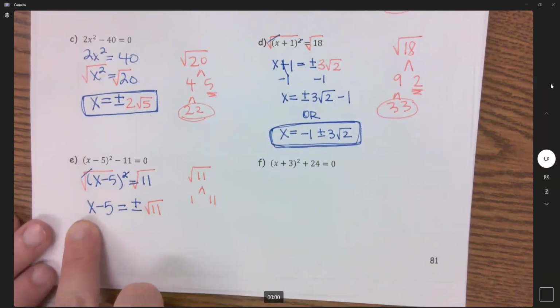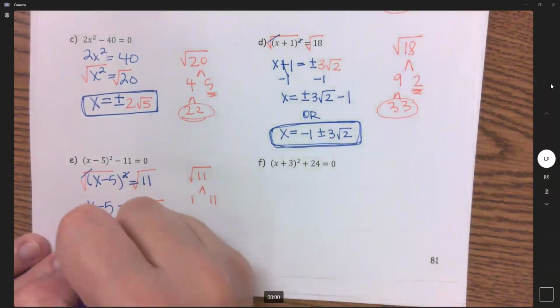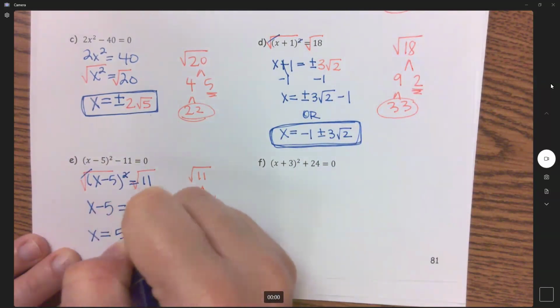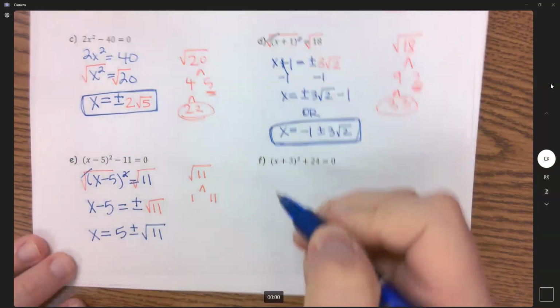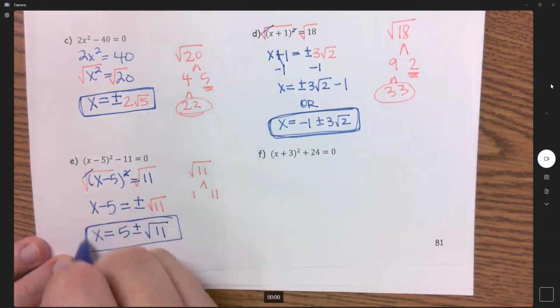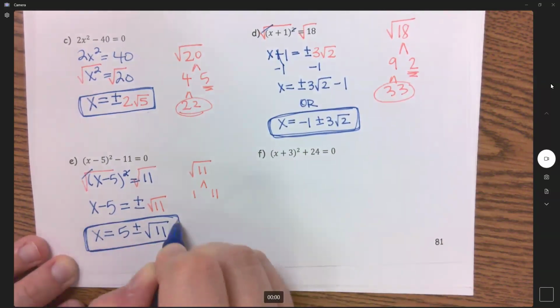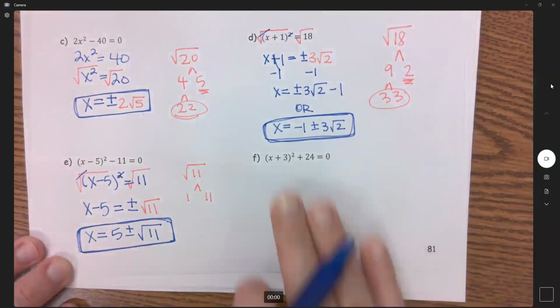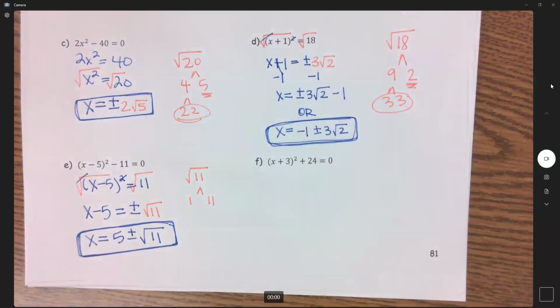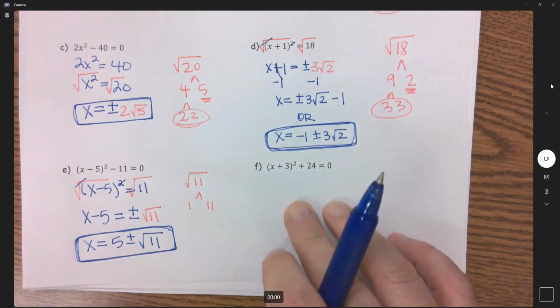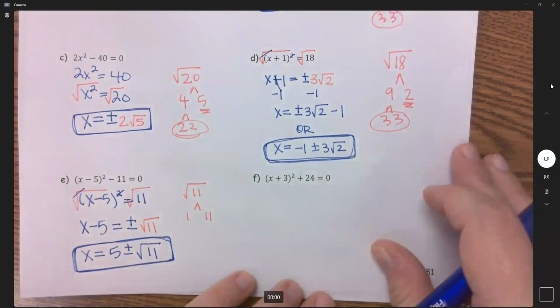And then lastly, to get x by itself, we'll add that 5 over. And so we get x equals 5 plus or minus the square root of 11. And again, you can put that in your graph and check it. Then lastly, why don't you guys try actually pausing this video and trying to do F on your own. Okay, I hope you have had a chance to pause the video so that you can try part F on your own. Let's go through it and check your answer.